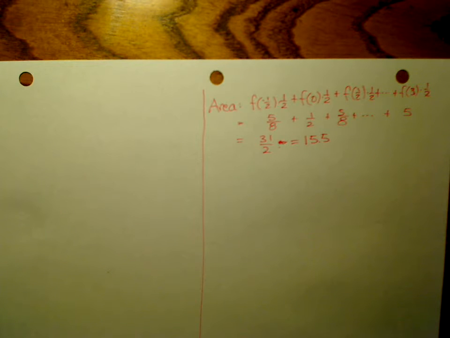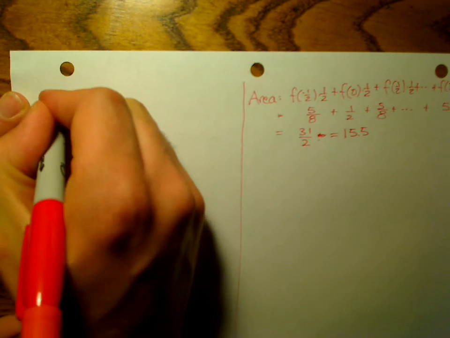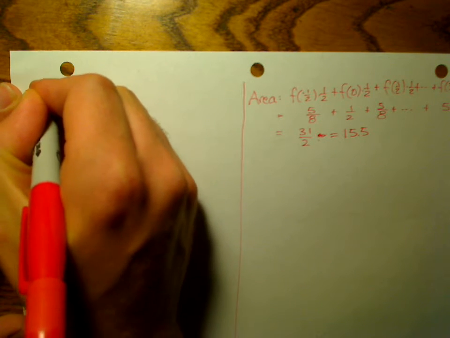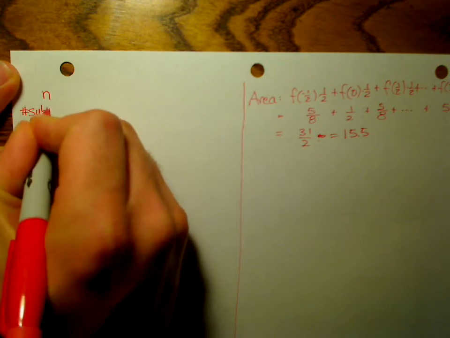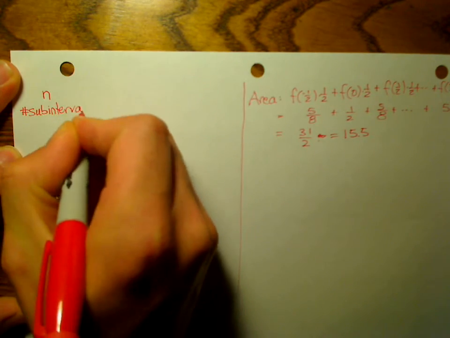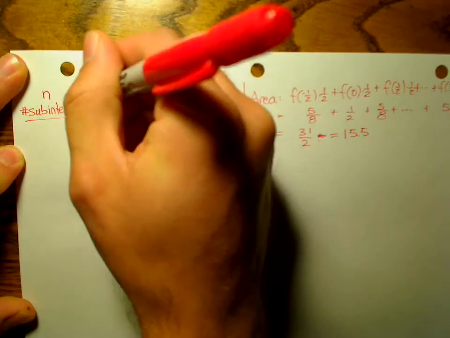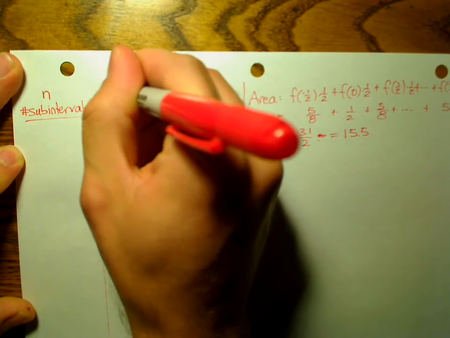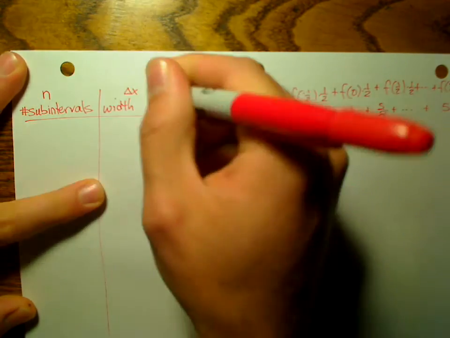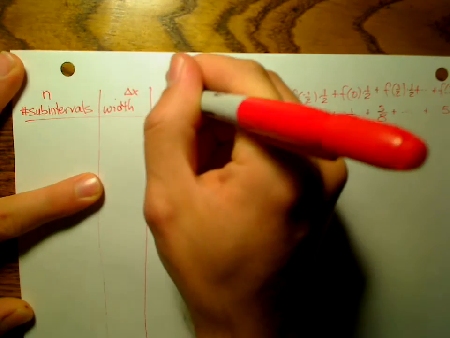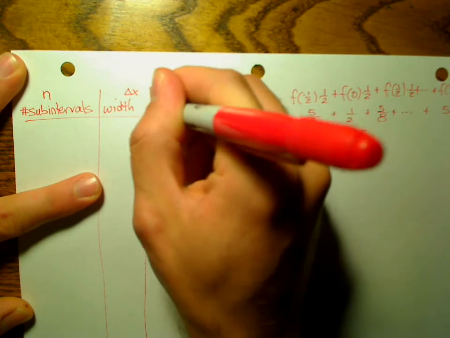So let's make a chart here, because that helps us organize. We usually use the number n for the number of subintervals. And what we'll track here is our width, delta x, and then the area estimate that goes with that.